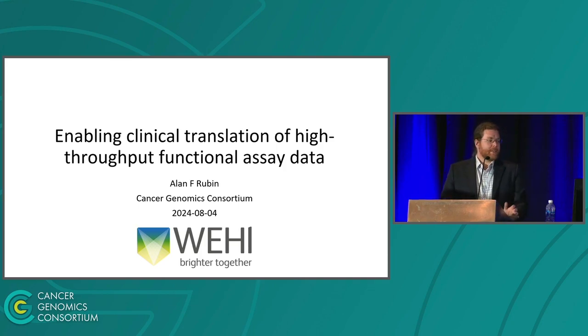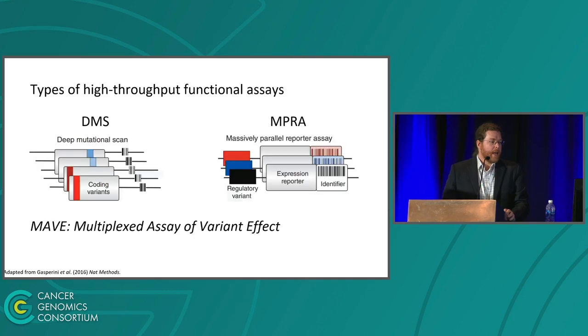So today I'm going to talk to you about enabling clinical translation of high-throughput functional assay data. And what I mean by high-throughput functional assay data is this class of experimental techniques that we call MAVEs, or multiplex assays of variant effects. They come in two major types. There's DMS, or deep mutational scanning, which is focused primarily on protein coding variants. And then there's MPRAs, or massively parallel reporter assays, which are focused on non-coding variants.